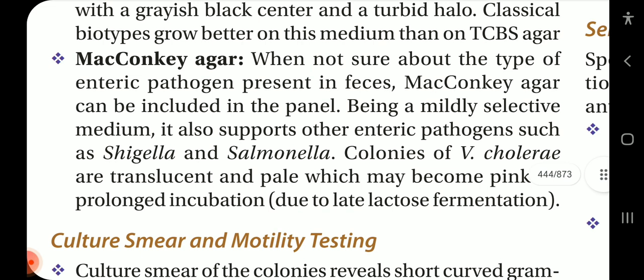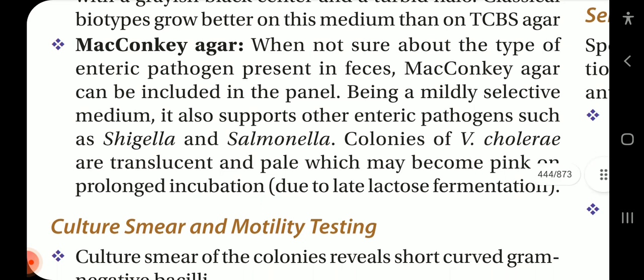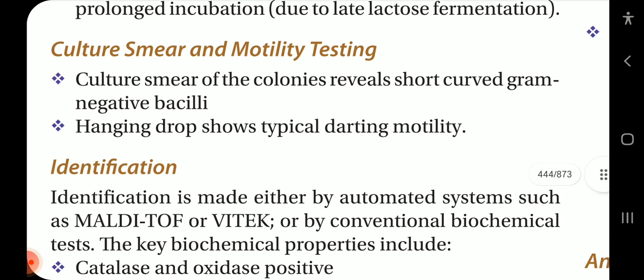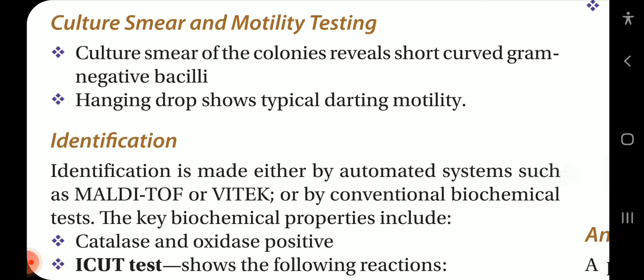MacConkey agar: when not sure about the type of enteric pathogen present in feces, MacConkey agar can be included in the panel. Being a mildly selective medium, it also supports other enteric pathogens such as Shigella and Salmonella. Colonies of Vibrio cholerae are translucent and pale, which may become pink on prolonged incubation due to the late lactose fermentation. Culture smear and motility testing.